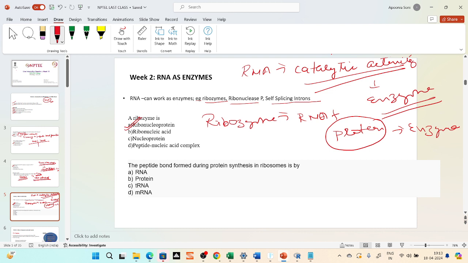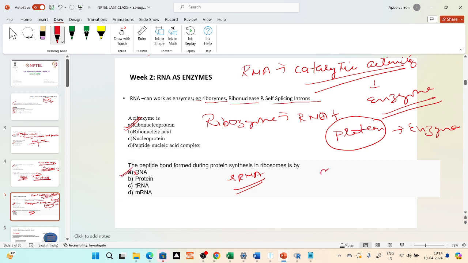I hope this question would be easy. The peptide bond formation during protein synthesis is formed by protein, tRNA, mRNA or ribosomal RNA. So it should be ribosomal RNA. Here it should be rRNA. A would be the answer.